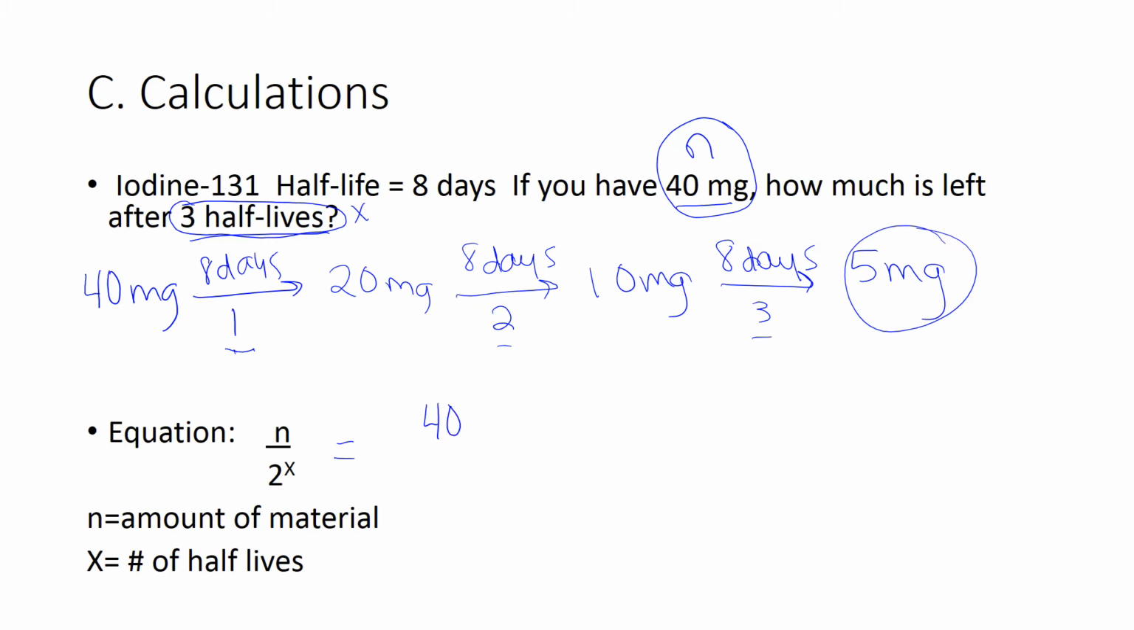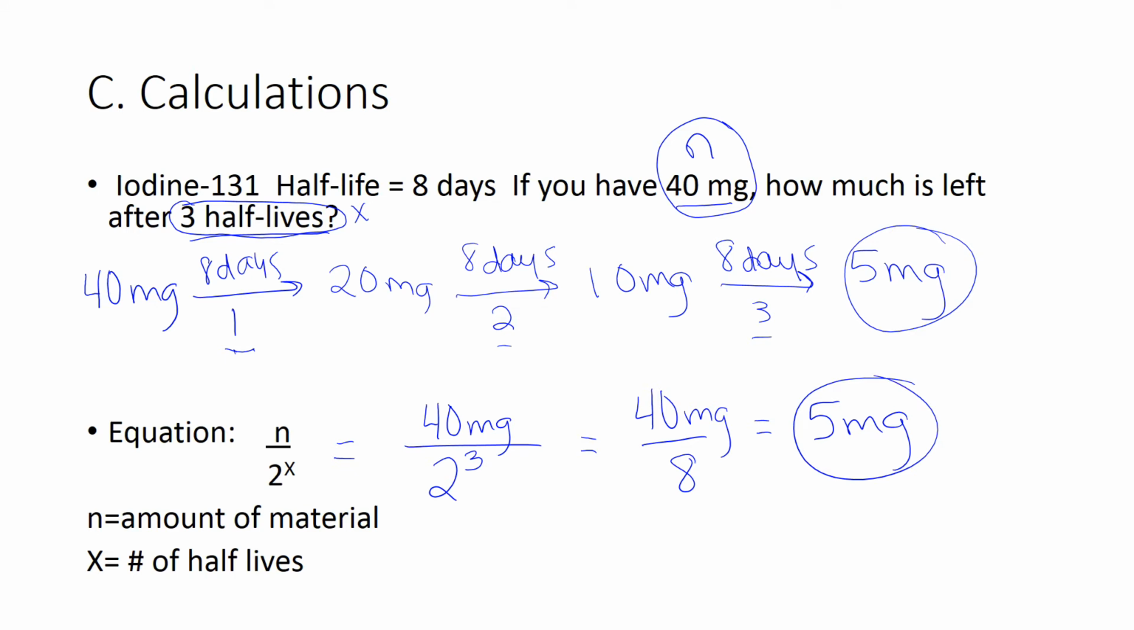So 40, and I'm going to keep my units because I want to have those at the end, over 2 to the 3, the number of half-lives. So when you enter this into your calculator, you're going to have to figure out how you enter an exponent, but I would suggest doing the bottom first. So 2 to the third power is 2 times 2 times 2, which is 8, and then that's 40 milligrams divided by 8 gives us a total of 5 milligrams left.